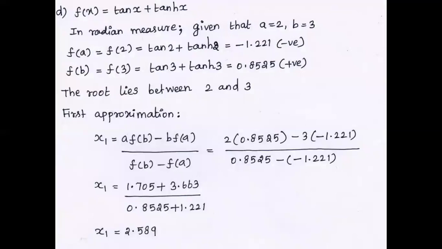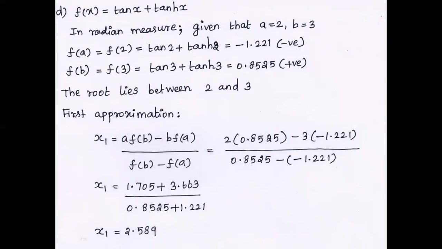Next, discuss about f of x is equal to tan x plus tan hyperbolic x. So here also we need to consider the radian measure. In the problem here they have given that a is 2 and b is 3. That means they will give the problem as find the roots of the equation tan x plus tan hyperbolic x is equal to 0 in the interval 2 comma 3. So therefore here we need to choose directly the interval values, a is equal to 2 and b is equal to 3. And we need to calculate the functional values, that is f of 2 and f of 3.